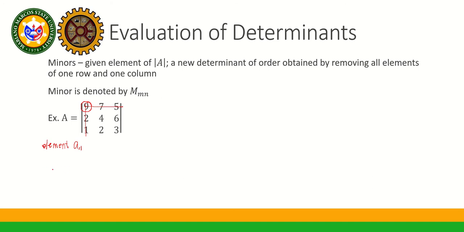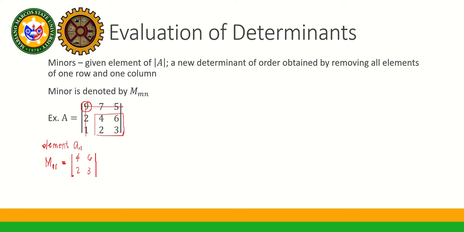Okay, so in computing the minor of A11, M11, the minor is what remains. So this one. This will be the minor of the element in A11. So that is 4, 6, 2, and 3.